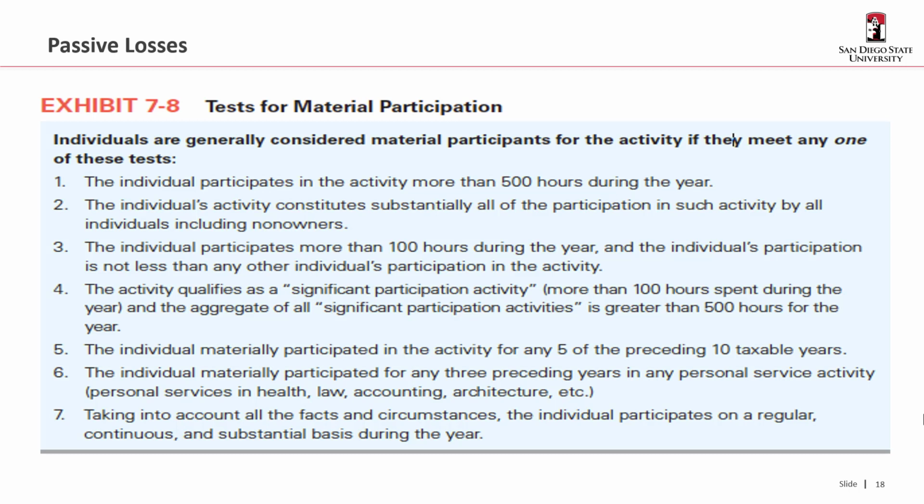So here are the tests for material participation. I'm not going to make you memorize these. That would be crazy. But note what they key off of, right? So number one, you participate more than 500 hours. Number two, your activity constitutes substantially all the participation in the activity by anyone who's participating. So you can see that this is really built around how much work, how much effort you are putting towards this business. Because if it's material, then you get to treat it like it's active. Otherwise, it's passive.